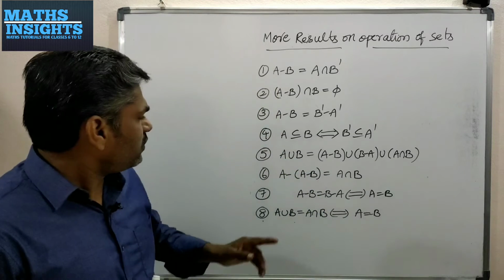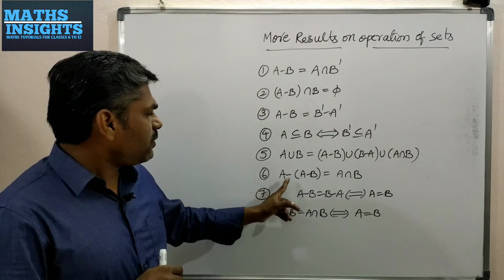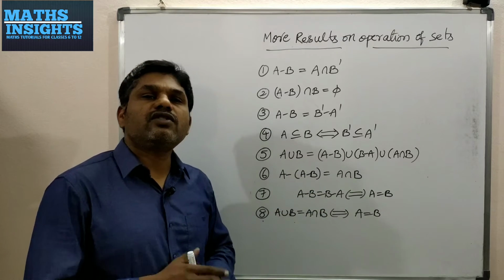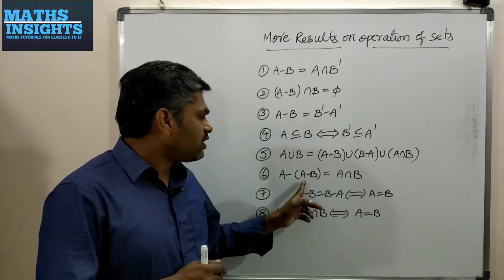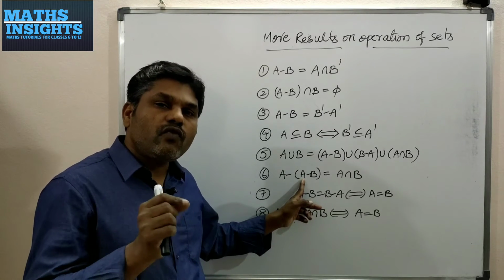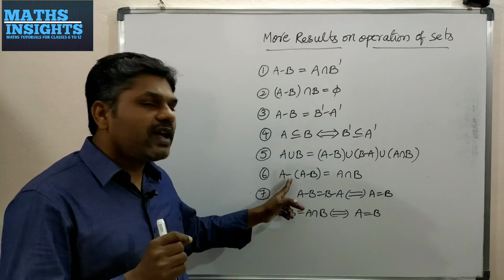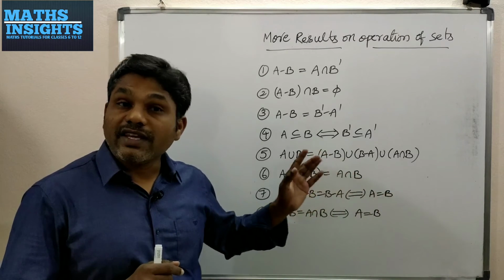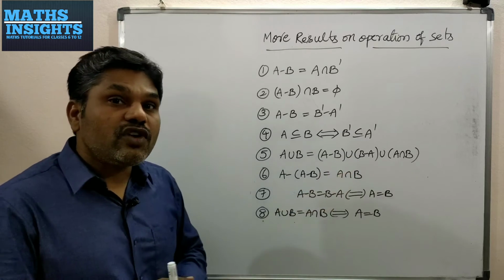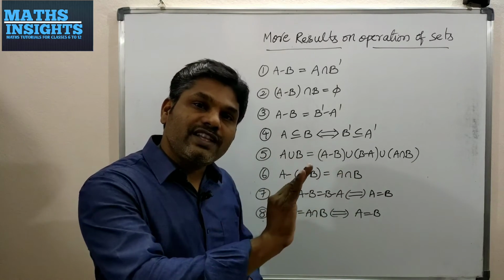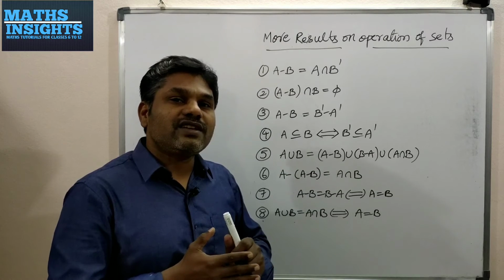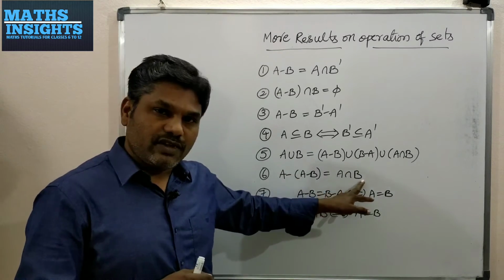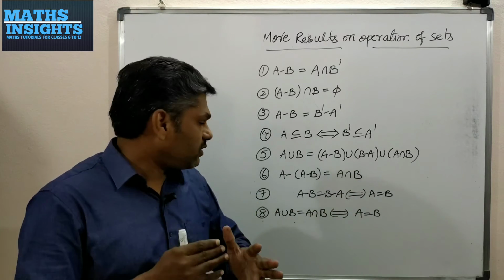Coming to the sixth result, A minus B. A minus B means you are removing B, that means you are having the elements of only A. A minus only A is nothing but A intersection B. You are removing the elements of only A, so you are left with the elements which are common to both A and B. Therefore A intersection B means elements of both A and B.